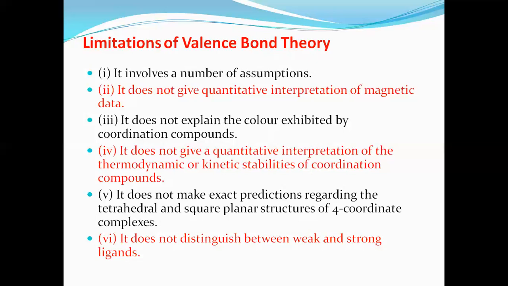And the last and very, very important point is that it does not distinguish between weak and strong ligands. During the formation of a complex, or during the approach of certain ligands, in certain cases we find the unpaired electrons get paired, and in certain cases the unpaired electrons remain as such. Why? The theory does not explain. To know that, we'll continue with the next theory.